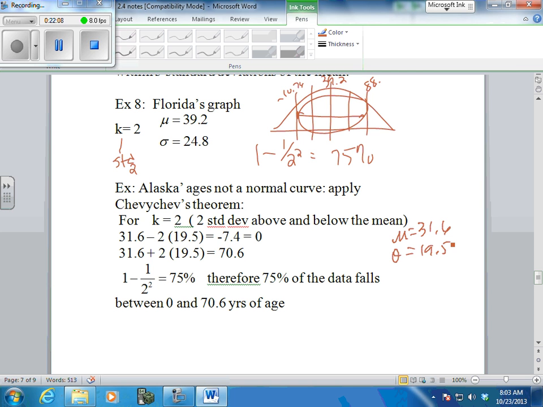So we're going to start like this. We're going to start off of your curve, 31.6. We're going to go up 2, and we're going to go down 2. So let's do this with me so that you get a better understanding. We can see by the Alaskan curve where their ages are. And you can see that that doesn't fit a normal curve.